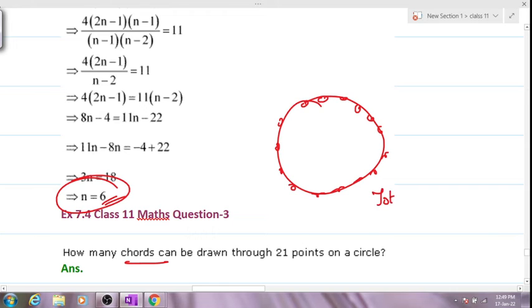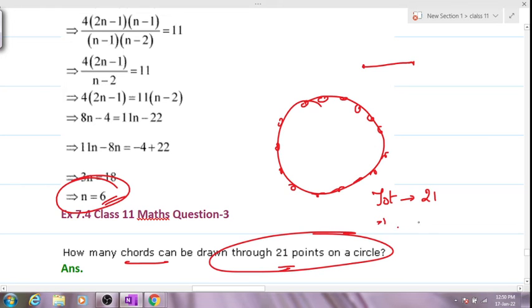What are the total number of available points? Total points are 21. Yes or no? And a chord is basically a line, right? We require only 2 points to draw a line. So my total number of chords will be how much? Total number of chords will be 21C2. Why 21C2? Because there are 21 points and we have to select 2 points.